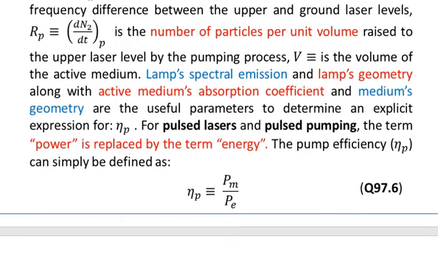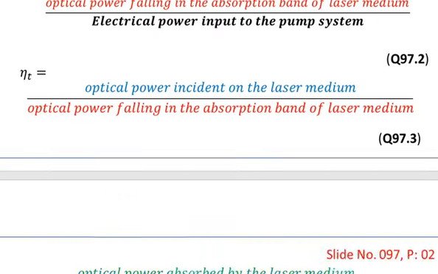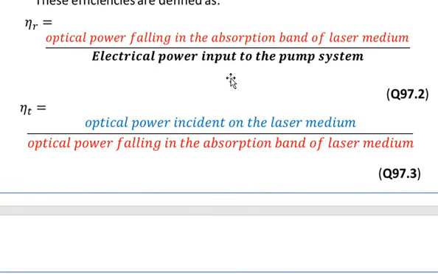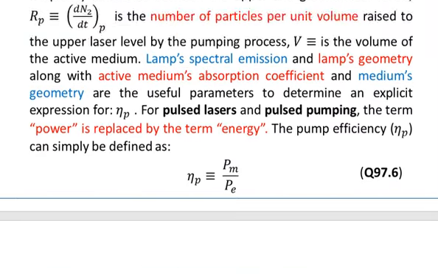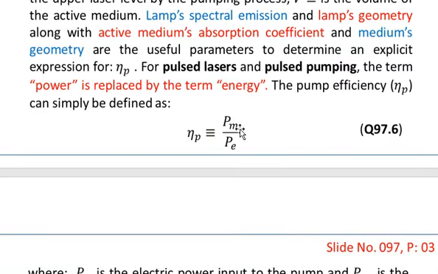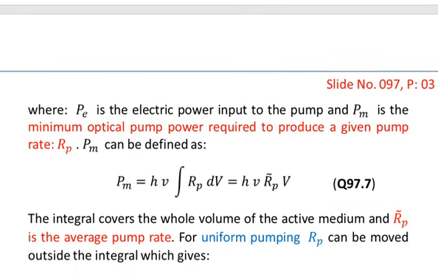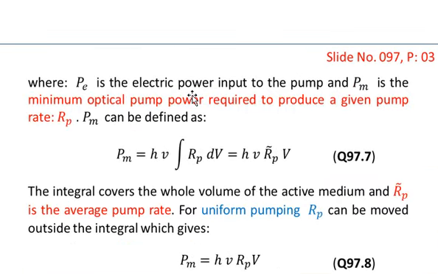And what is PE? PE is the electrical power given to the input pumping system, this one in the denominator of equation number 2. So we have PM over PE. The expression of PM is given earlier, you see, mathematically. But let's discuss it in detail. Where PE is the electric power input to the pump, and PM is the minimum optical pump power required to produce a given pump rate Rp.